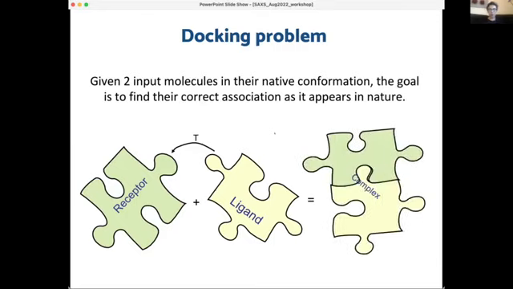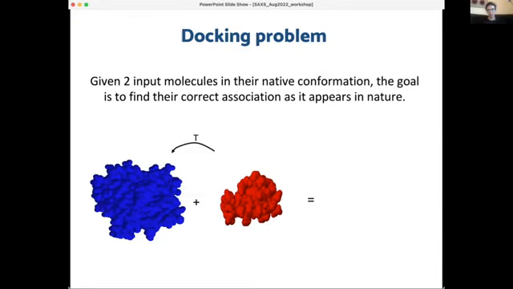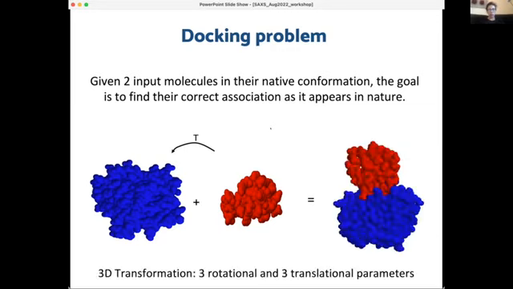So the 2D problem is very easy, but somehow in 3D it becomes much more difficult, and we don't know how to fit those pieces together. Even if you 3D print them and play with them, it's very hard to put them together when we go to 3 dimensions. So what we are looking for, if we fix one protein, let's say we fix the blue protein, is the transformation T, which is 3 rotational degrees of freedom and 3 translational degrees of freedom. Those 6 parameters tell us how to bring this protein to the blue one so that they are in contact with each other.